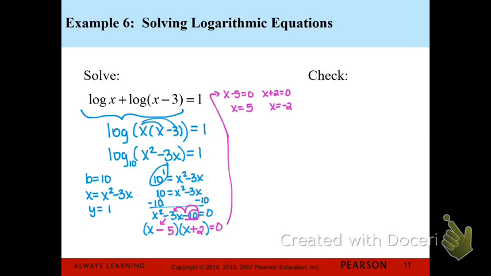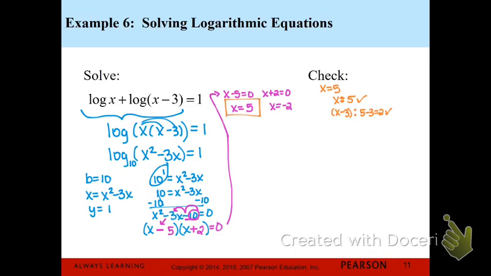Just pick one of your answers. Let's pick the 5 first, since we solved it first. When x is 5, my first log, what am I taking the log of? Just x, which is 5. Is that okay? Yes. My second log, what am I taking the log of? X minus 3, in parentheses. So we have 5 minus 3, which is 2. Is that okay? Yes.